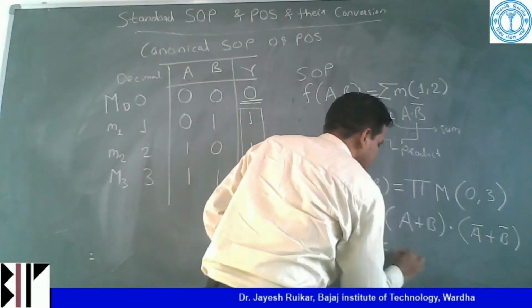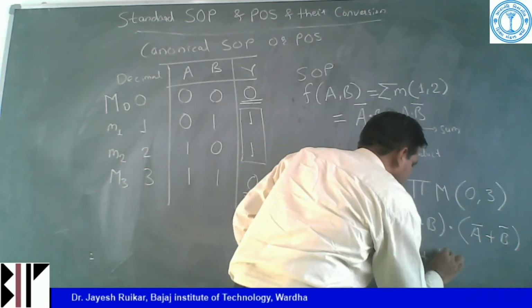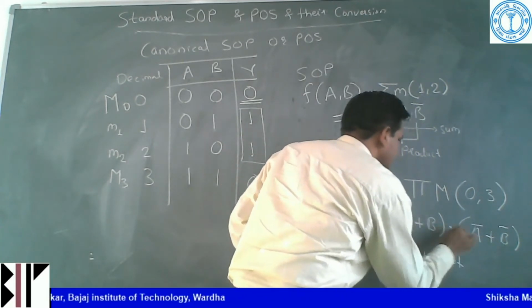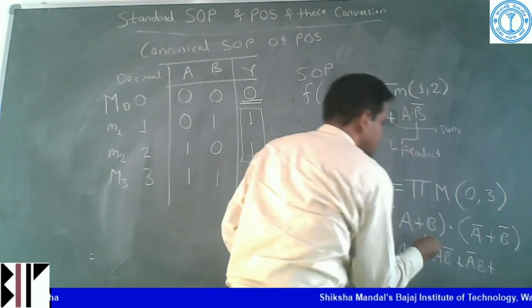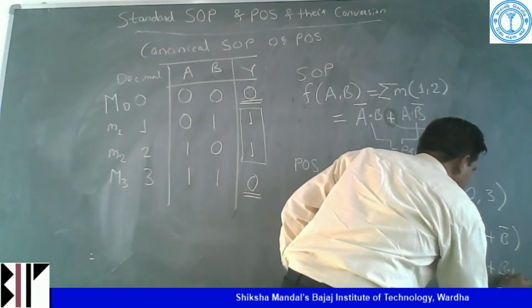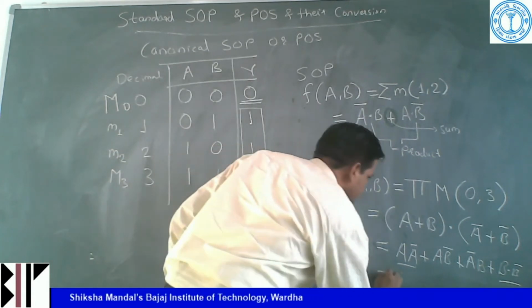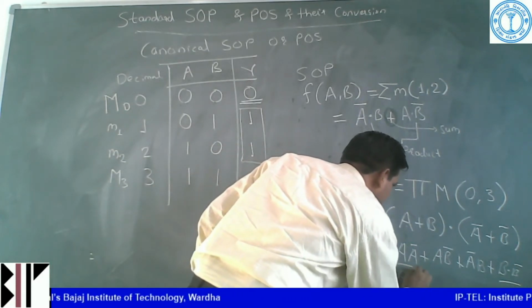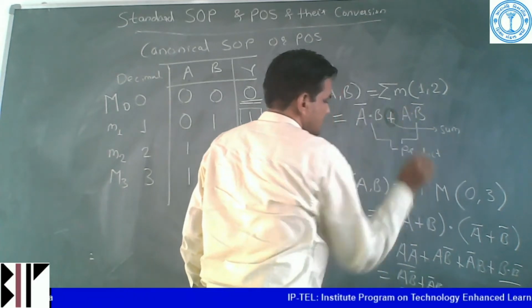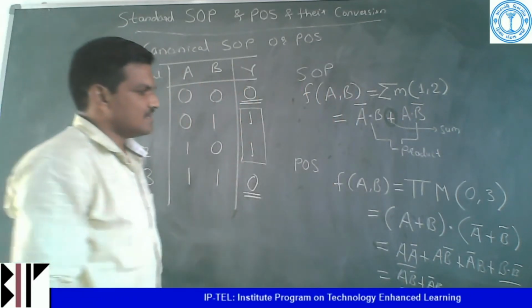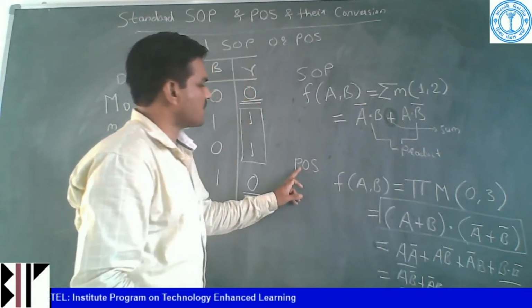So A multiplied by A bar, plus A multiplied by B bar, that is A B bar, plus B multiplied by A bar, that is A bar B, plus B multiplied by B bar. These terms are 0, so the final minimized equation is A B bar plus A bar B, and this is the same as the earlier equation.